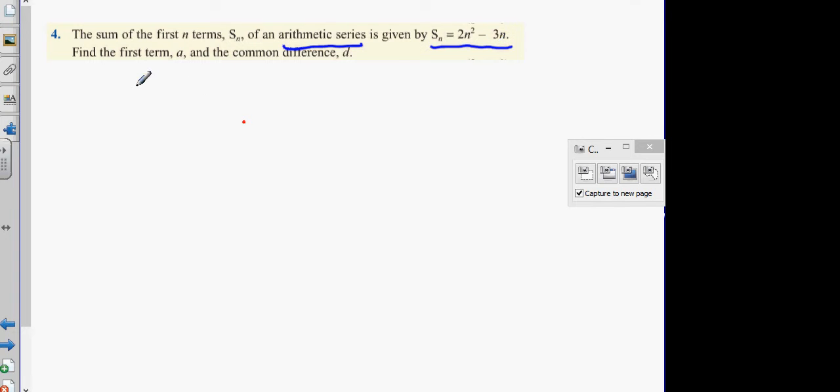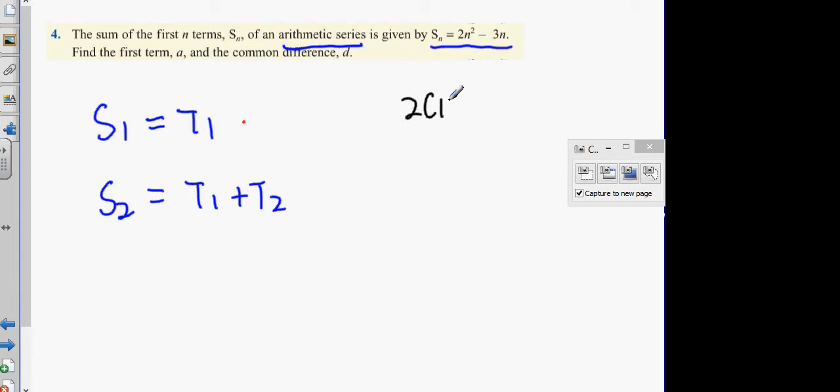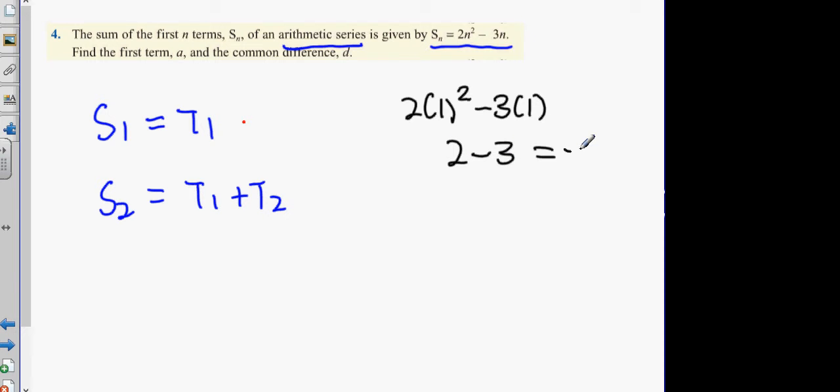Now, what we've got to remember is we have to find out what the first term A is and the common difference D. So this is more or less what we did earlier. What we can say is that S1 equals T1, S2 equals T1 plus T2. So what you need to do here is the following. To find out what S1 is, and hence T1, replace all n's with 1's. 2 times 1 squared minus 3 times 1. So that's going to be 2 minus 3 equals minus 1. Therefore, T1 equals minus 1.